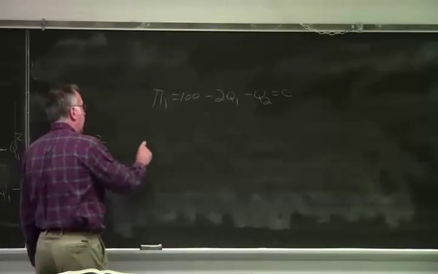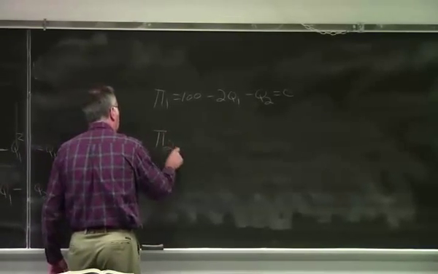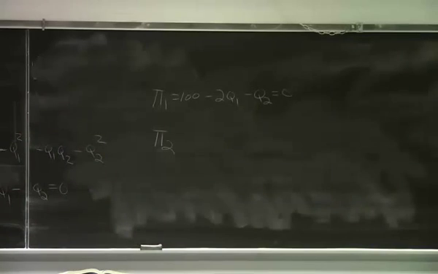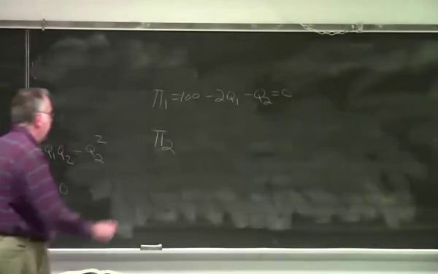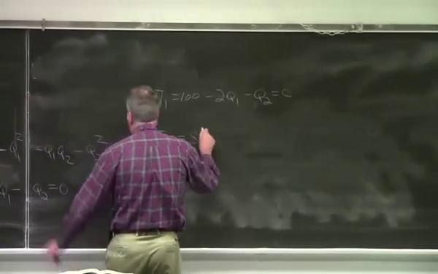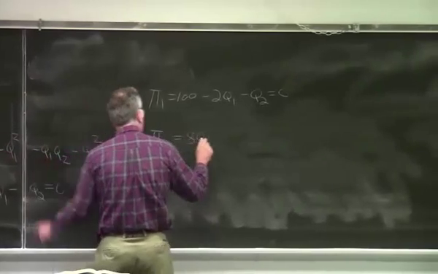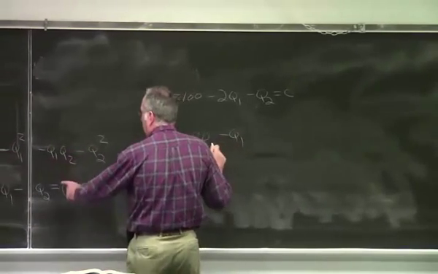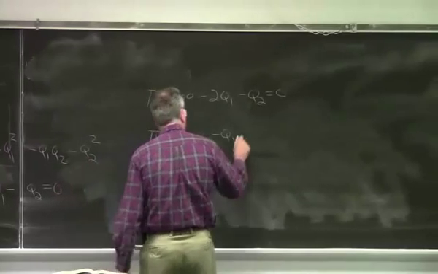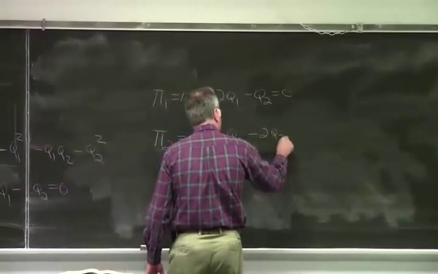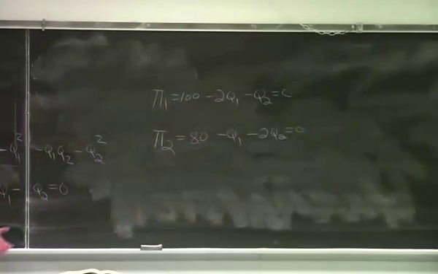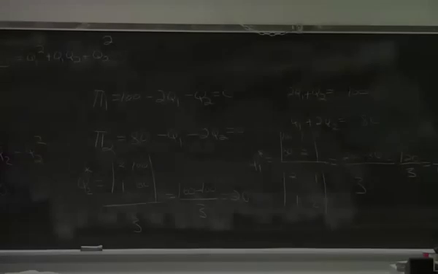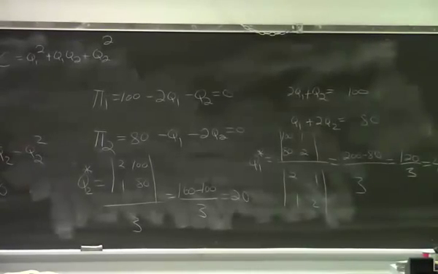Yeah, okay. And we'll just call that pi 2. Let pi sub 2 be the partial derivative of profit with respect to Q2. And that will just be 80 minus Q1 minus 2Q2. Set this equal to 0. Notice we have two linear equations and two unknowns. So our critical value of Q2 is 20.